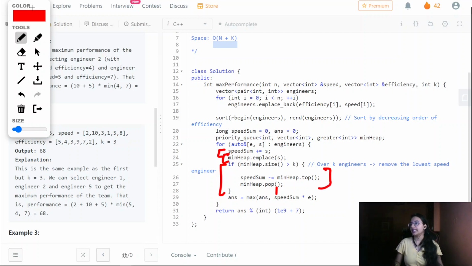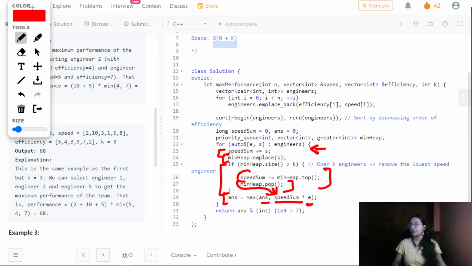So that's why we are decreasing our speed sum with the top of our min heap, because we are just required with the maximum speed. So that's why min heap will help us to eradicate the minimum speed. So that's what we are doing here. And here we are also required to update the answer. So the new answer would be directly answer and speed sum, which is the new speed sum which we will be getting here, into E, and that E would be out of this particular.